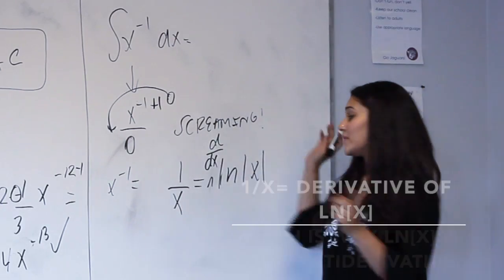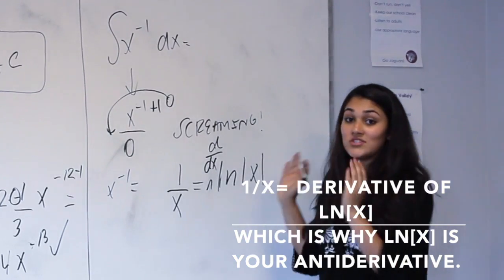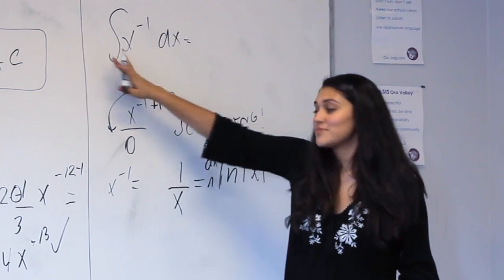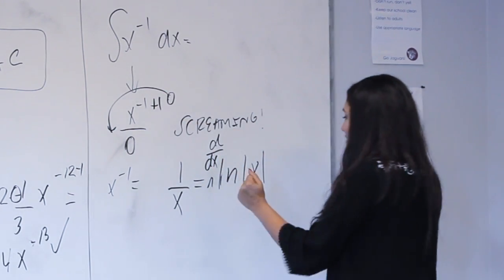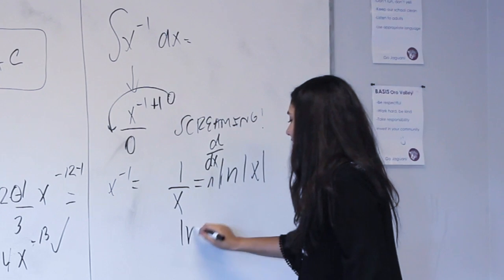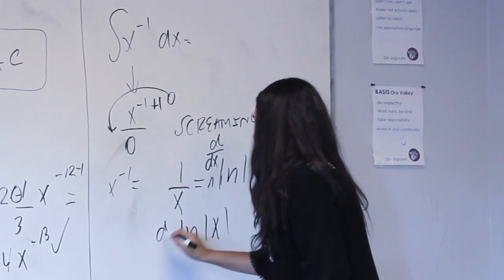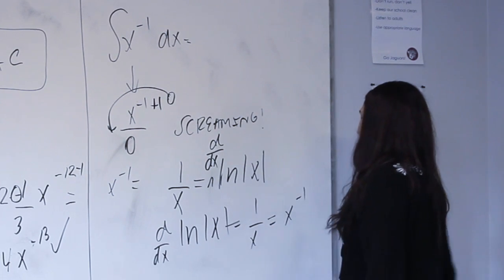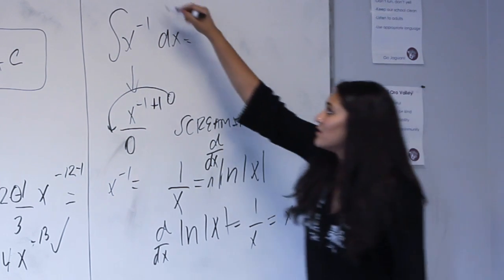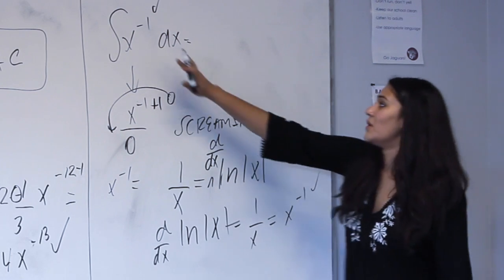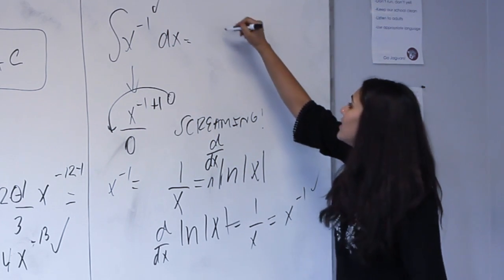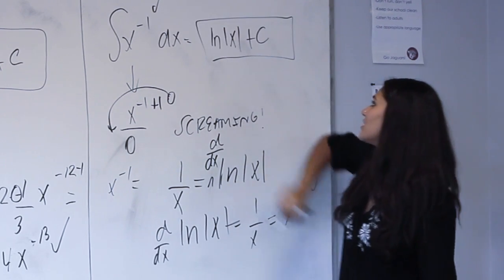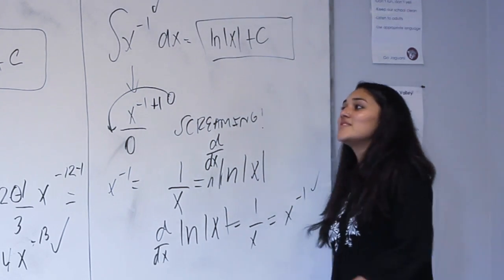1 over x is the derivative of natural log of x, which is why this is your antiderivative, because this is what you had in the first place in order to get this. All right, cool. So if you check that again, d dx of natural log of x equals 1 over x, which equals x to the negative 1. And that is what you had. So you're going to put natural log of x plus c, because we're smart and we remember that there is a family of antiderivatives.